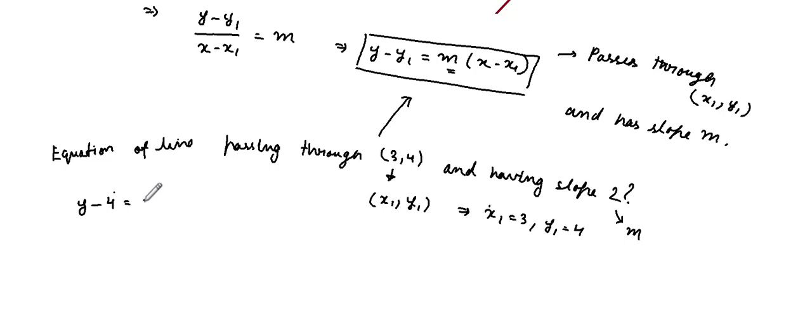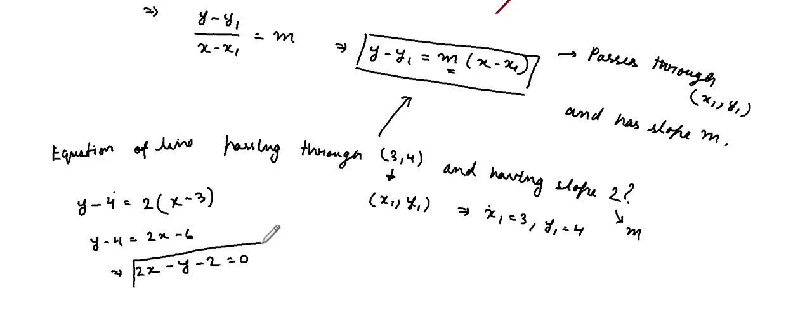So y minus 4 is equal to 2 multiplied with x minus 3. And hence the equation turns out to be y minus 4 equals 2x minus 6. And eventually, if you align it beautifully, this equation will turn out to be 2x minus y minus 2 is equal to 0. So this is your final answer for this question, right?